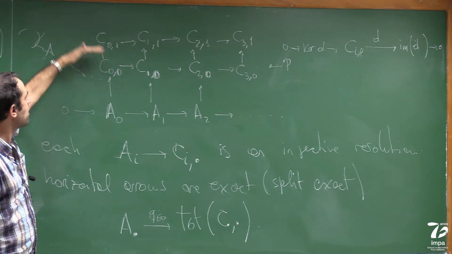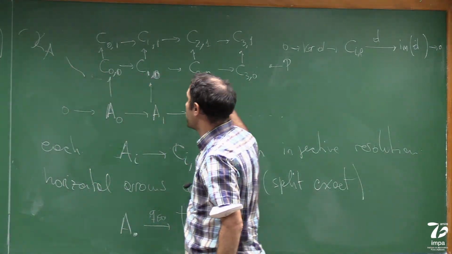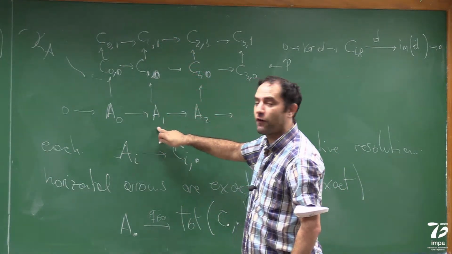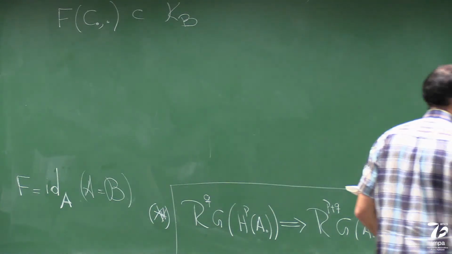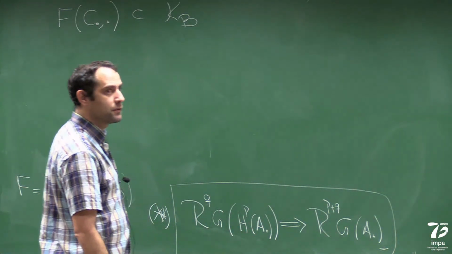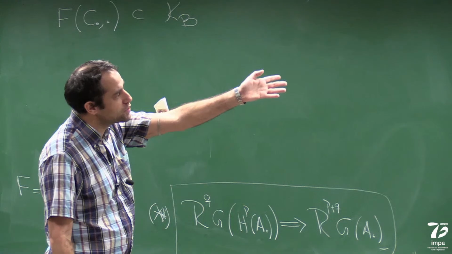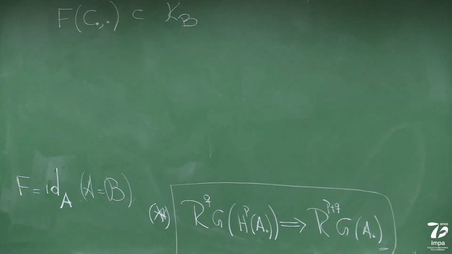So each one of these rows, now when I apply F, is going to be acyclic for the functor G, because they are in the adapted category for the functor G. And the columns are going to be resolutions of F of X. Just apply the F to everyone, and F is left exact. So the columns are resolutions of F of A, and the rows are exact for G, in this adapted category for G.